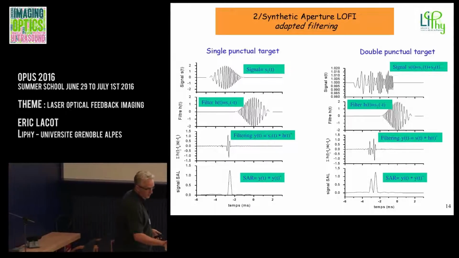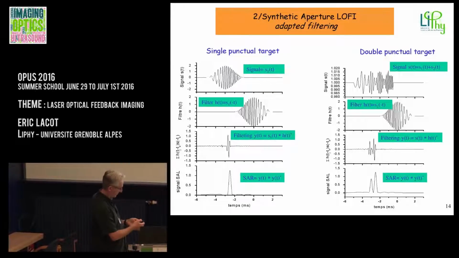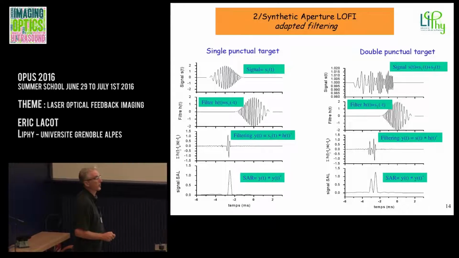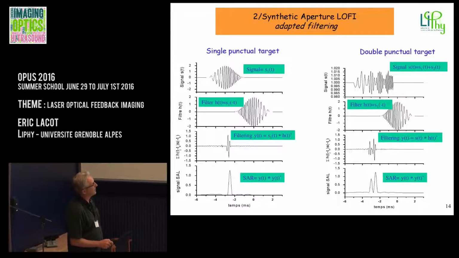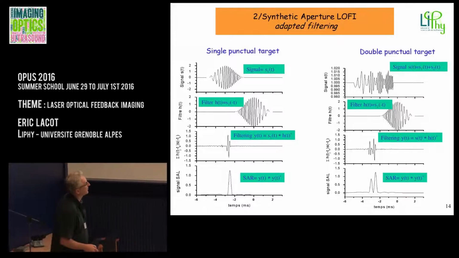And now for a double punctual target, the time evolution of the reflected signal is much more complicated, but if we use the same adapted filter, we do the correlation calculation between this signal and this signal, and if we take the modulus, we obtain this signal where now the double punctual target is clearly resolved. Here it is impossible to see the double punctual target. Now here, due to the time compression, due to the increase of the resolution, it is possible to see the double punctual target.